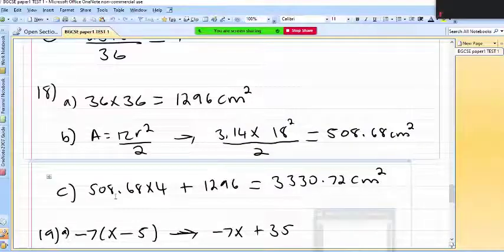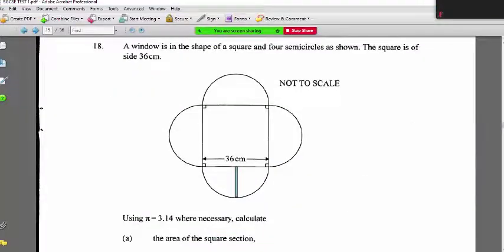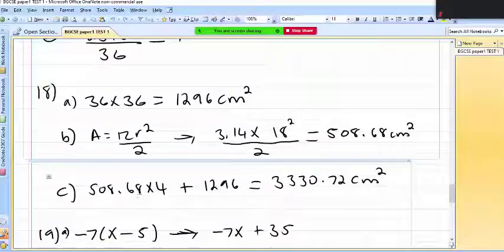Now I need to multiply that number by 4 to get me the area of all the circles. So once I get that answer, I multiply by 4 to get the area of everything, and that's what I did here. Okay, multiply by 4.